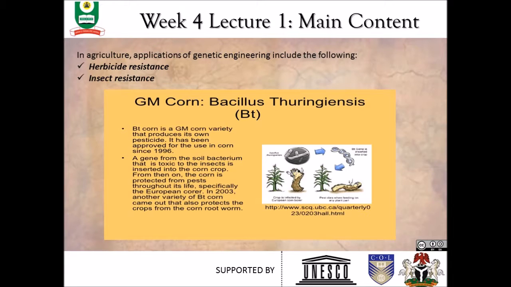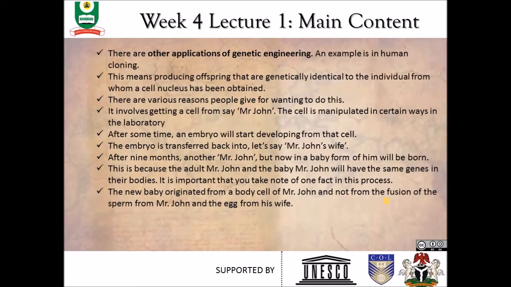The only problem here is that these results of genetic engineering are being enjoyed mostly by farmers in Europe and America. There are other applications of genetic engineering. An example is in human cloning. This means producing offspring that are genetically identical to the individual from whom a cell nucleus has been obtained.